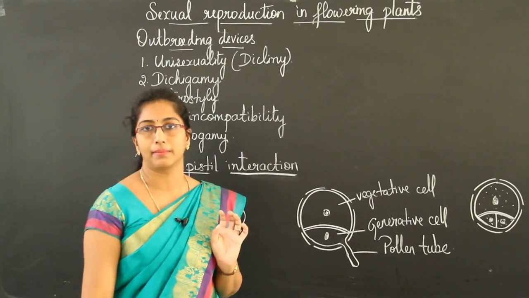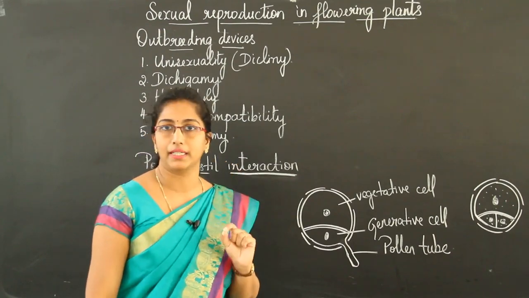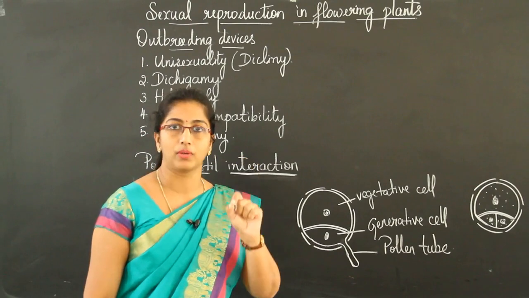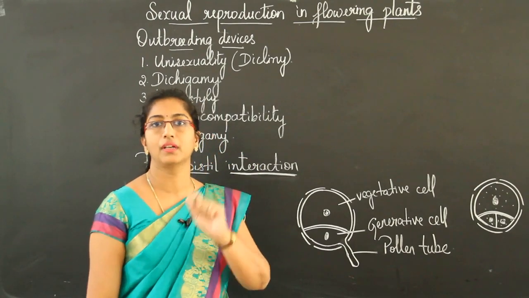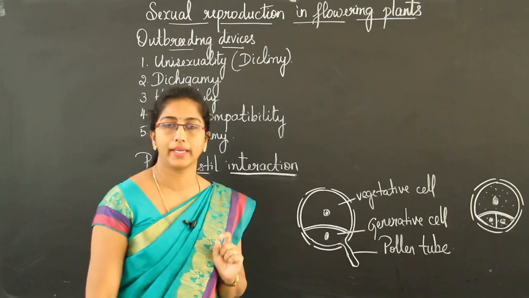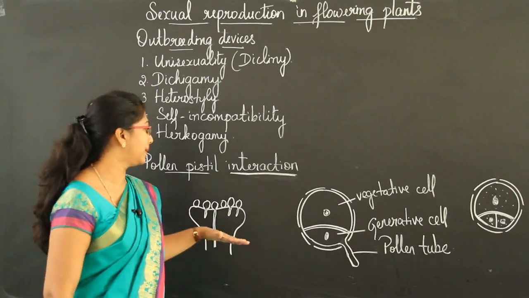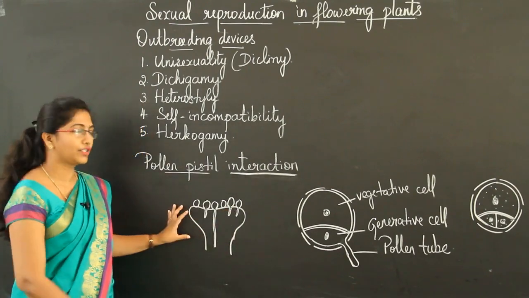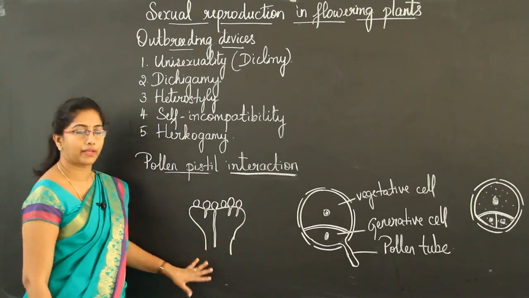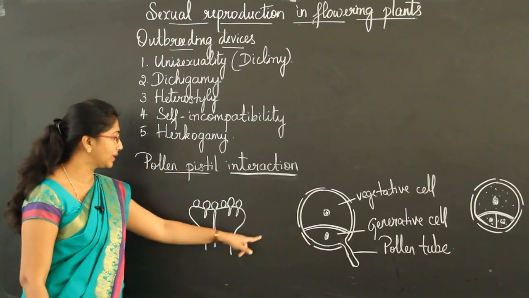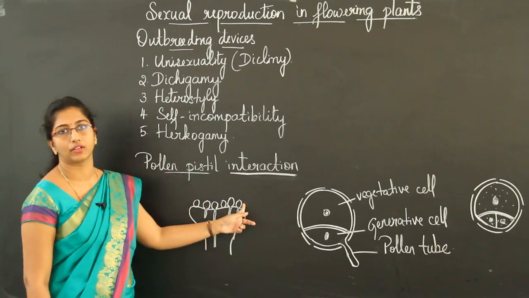Whether it is a right pollen or a wrong type of pollen falling on the stigma, the stigma has the ability to recognize whether the pollen is of the right type or of the wrong type. You can see a diagram here. I've just shown the topmost part of the stigma. I have not continued with the style here.